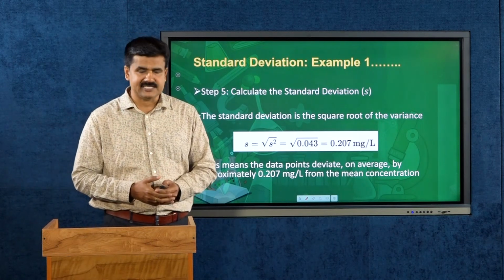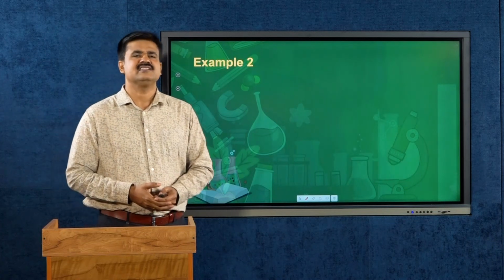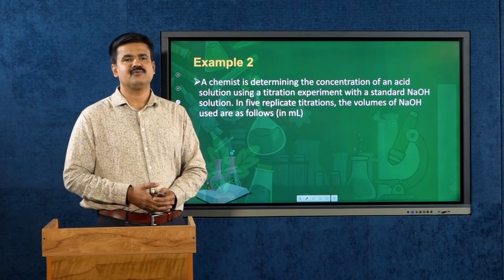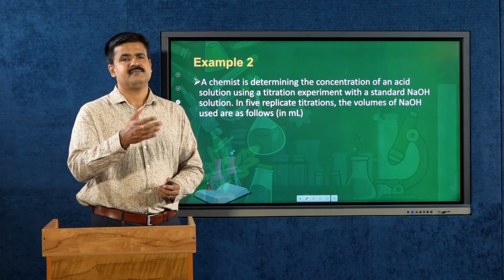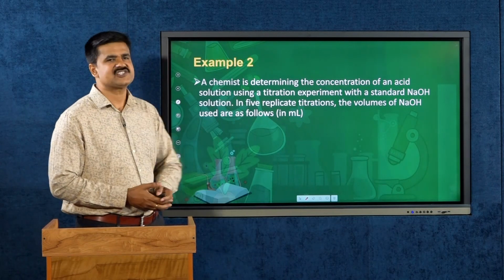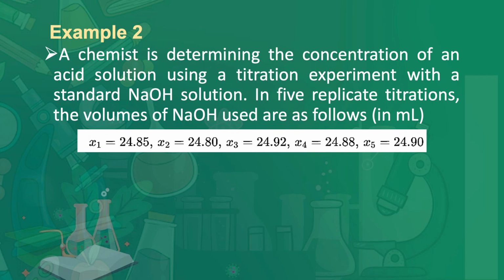0.207 milligram per liter. Now, this is another example to illustrate the concept of standard deviation. It will give you more clear idea regarding the practical calculation part associated with the standard deviation. This is the situation. A chemist is determining the concentration of an acid solution using a titration experiment or volumetric analysis experiment with a standardized sodium hydroxide solution. In 5 replicate titrations, the volume of NaOH used are as follows, or the titer values are here. These are the 5 set of data.